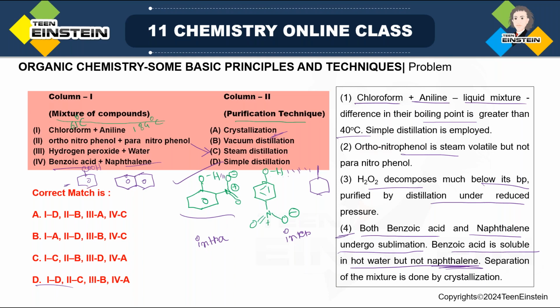So 1 is D, 2 is C. It is basically the last option. Okay.